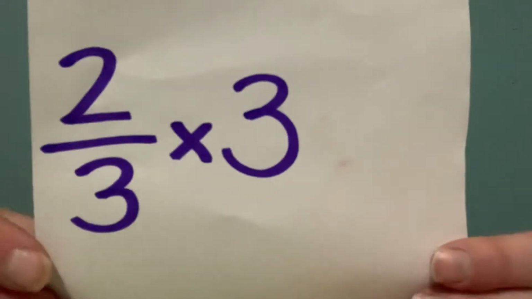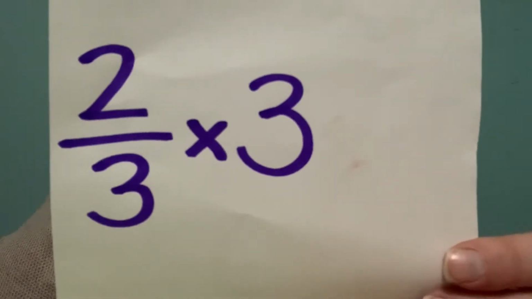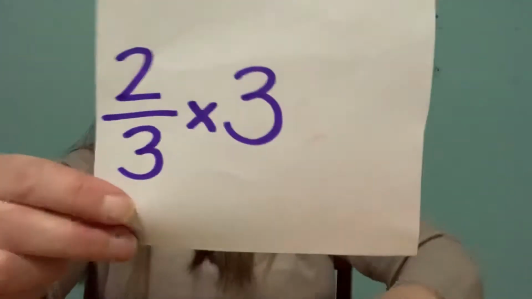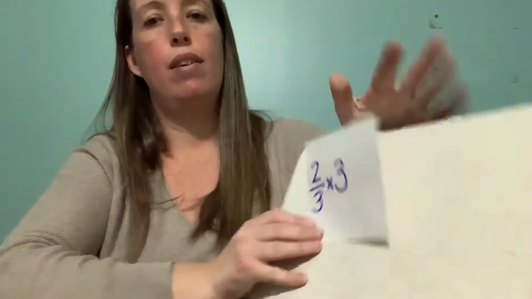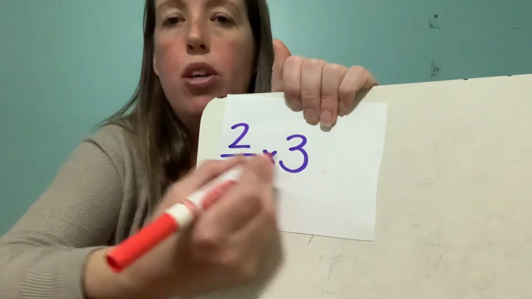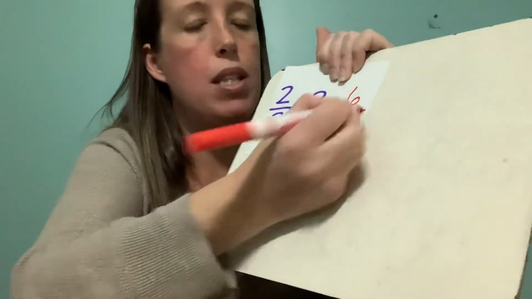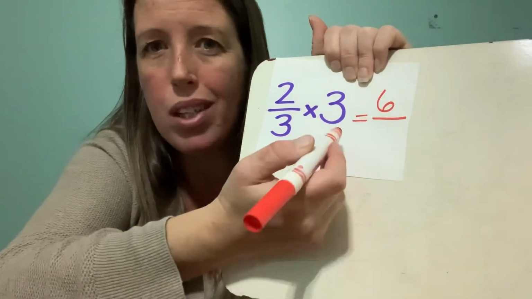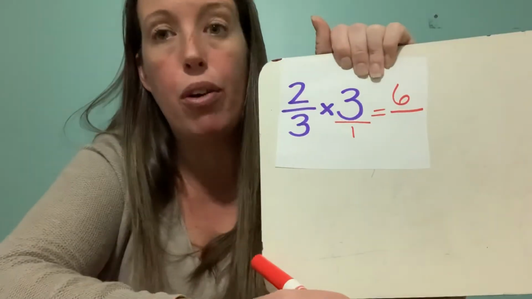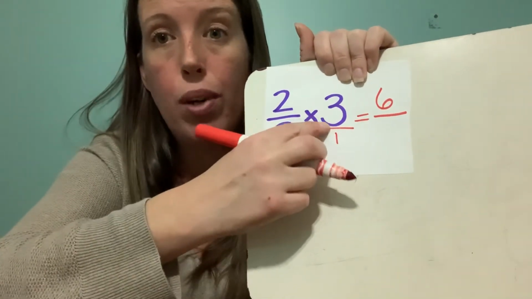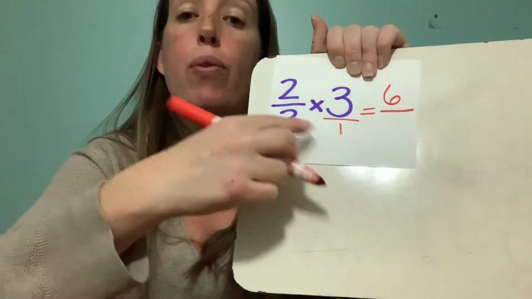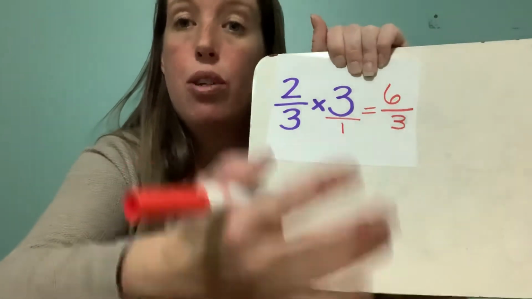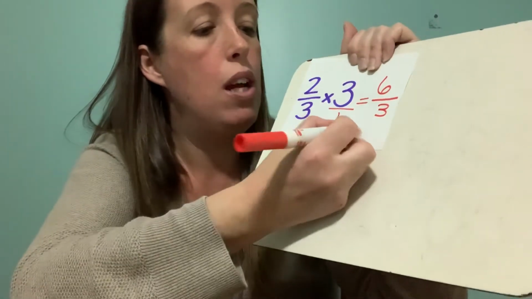2/3 times 3. All right. I had 2 parts 3 times. That's going to be 6. And remember this strategy I taught you before. If you feel uncomfortable having this 3 just floating there, you're allowed to give it a denominator of 1, because 3 divided by 1 is still 3. It doesn't change the value. So now 3 times 1, 3. You have 6/3. Improper fraction, turn it into a mixed number. 6 divided by 3 equals 2.